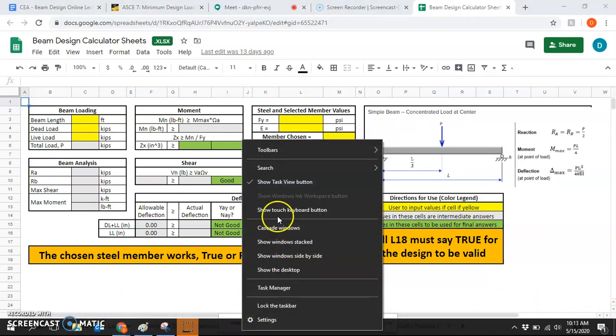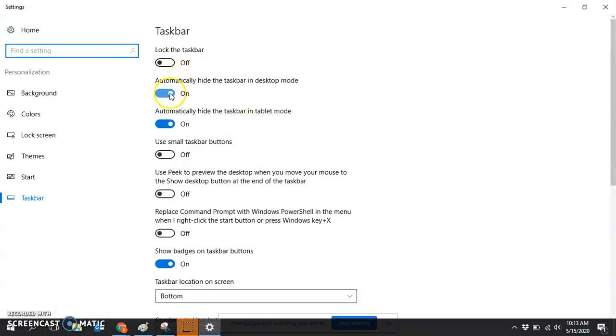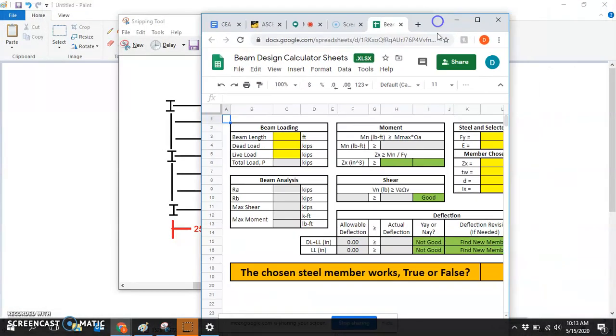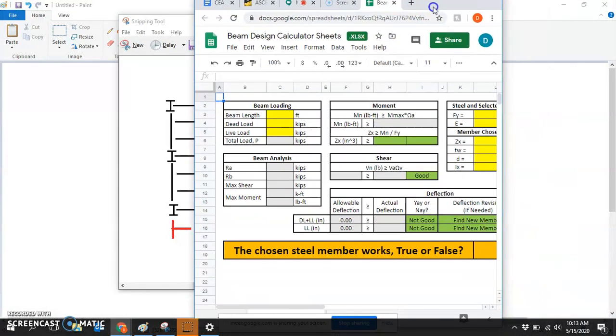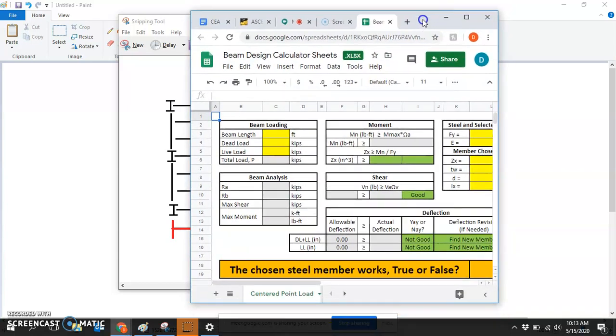I can't get to the bottom. All right, I have to fix my toolbar. How do I do that? I do have that on. This is a weird problem I have. I can't get to the bottom. There we go.